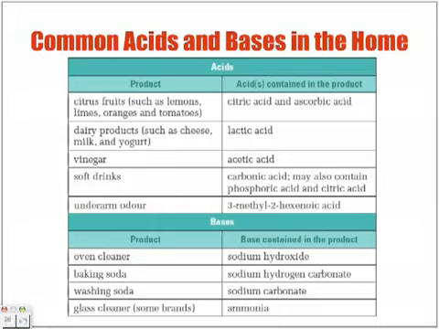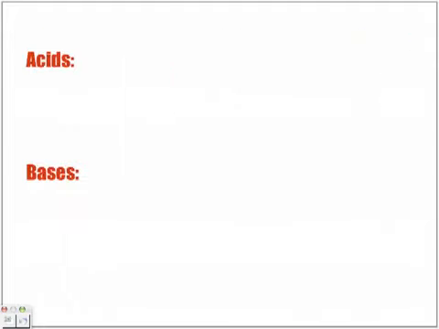So we've got these things, and of course, we always want to make sure that when we handle some things, like an oven cleaner, you're using the appropriate safety gloves, the rubber gloves that are usually associated with cleaning.